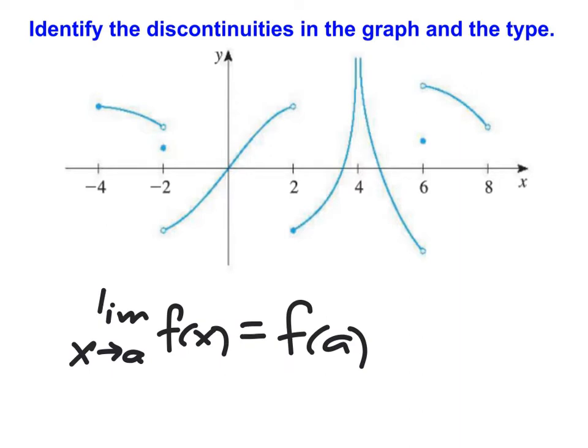So this is the formal rule that you just wrote into your notes. And so let's actually see how this would apply. So where does our first discontinuity look like it's at? I'd say it's here at -2, right?